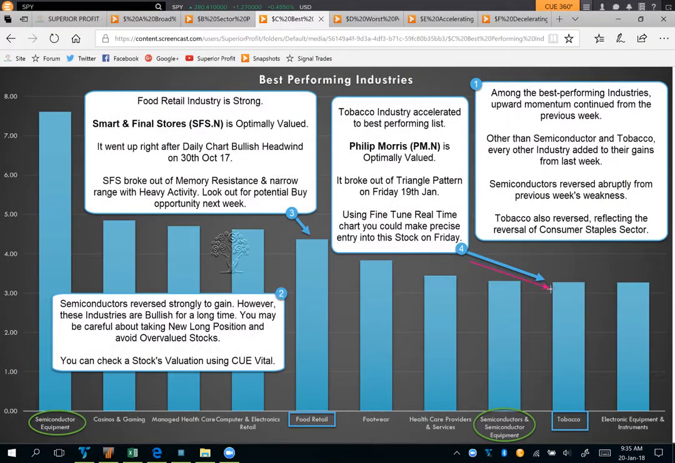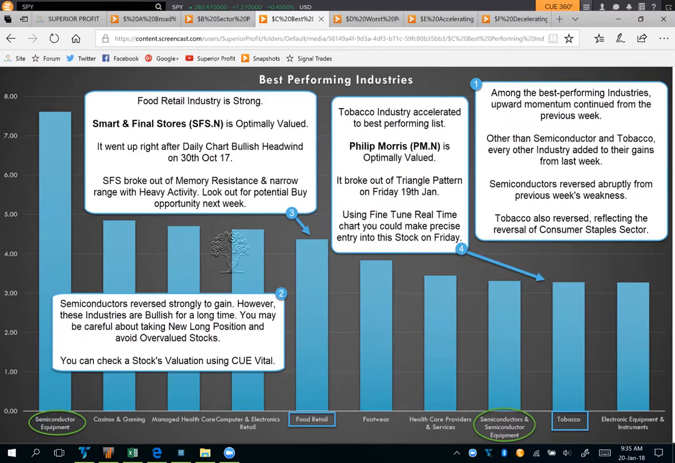Tobacco, also in consumer staples, accelerated and came to the best performing list. In this industry, Philip Morris PM is optimally valued. It broke out of triangle pattern on Friday, 19th January. Using fine-tuned real-time chart, you could make precise entry into this stock for long position.